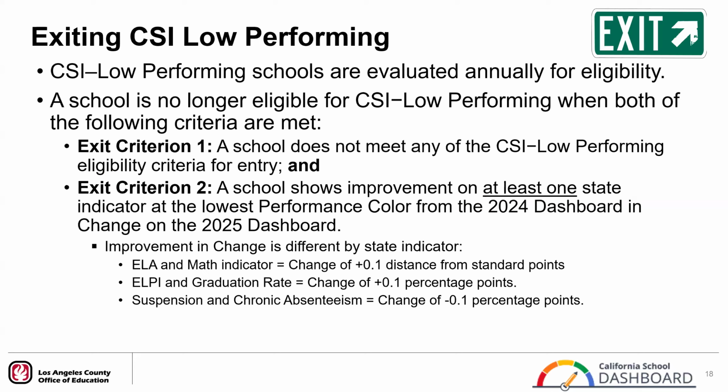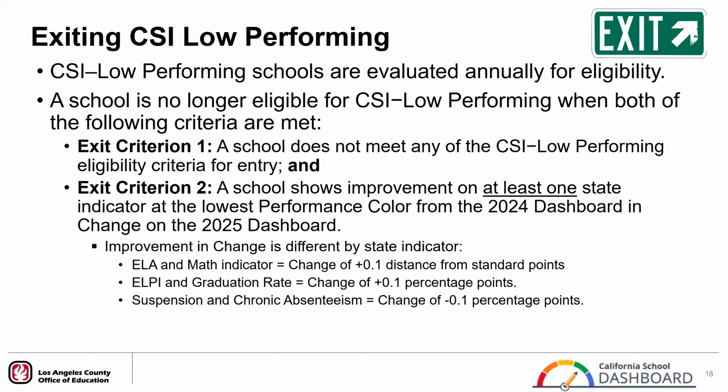Now, how do you get out of CSI low performing? As we saw, a lot of our schools that were CSI low performing did exit this year. There are basically 2 criteria for getting out. The first is that you don't meet any of the criteria. For all students, just like we went over, at least one of your indicators would have had to move from red to another color. The second criterion is that a school shows improvement in at least one of the state indicators for which they had the lowest performance color.